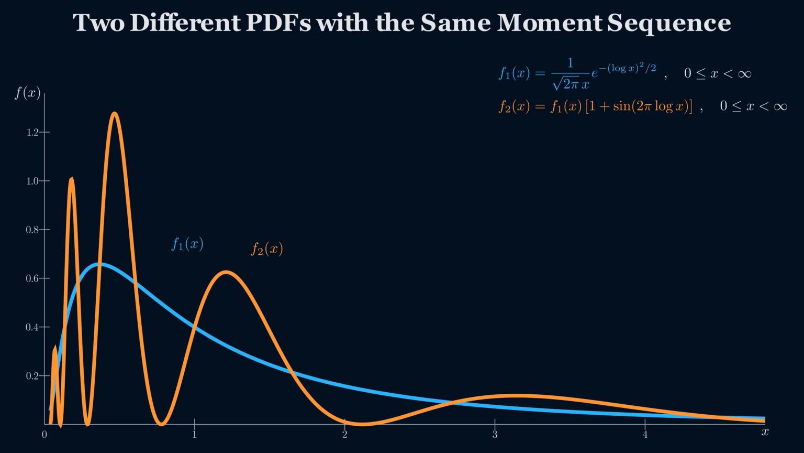After we've covered all this ground, we'll return to our introductory question and explain how it is possible to have two distributions that look entirely different and yet share the same infinite sequence of raw moments. Okay, that's the plan. Let's jump right into it.